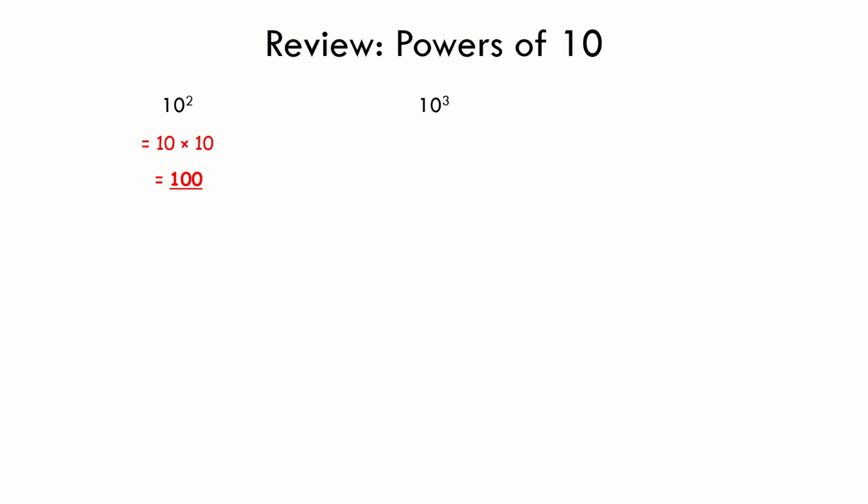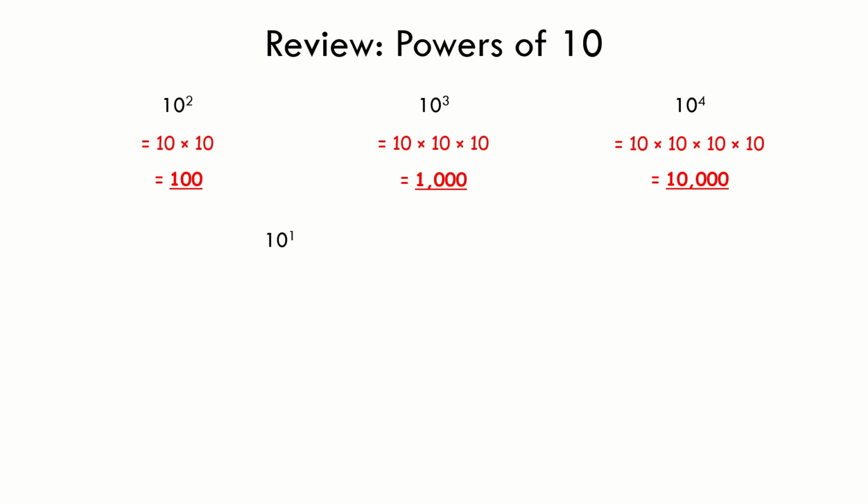Kapag meron naman tayong 10 to the third power or 10 cubed, kukuha lang tayo ng tatlong 10, i-multiply natin sila sa isa't isa, at ang makukuha natin ay 1,000 or 1 na may tatlong 0. Kapag 10 to the fourth power naman, kukuha tayo ng 4 na 10, i-multiply sa isa't isa, at makukuha tayo ng 10,000 or 1 na may 4 na 0. Kitang-kita naman yung pattern, di ba? Na kung tuwing maglalagay tayo ng positive na exponent sa 10, yun lang din yung bilang ng 0 na ilalagay natin sa tabi ng 1 para makuha yung sagot.